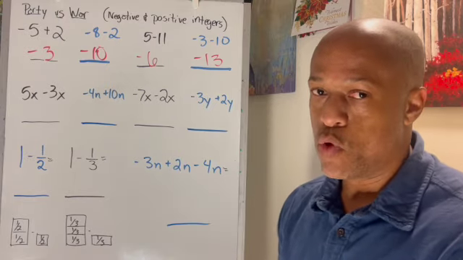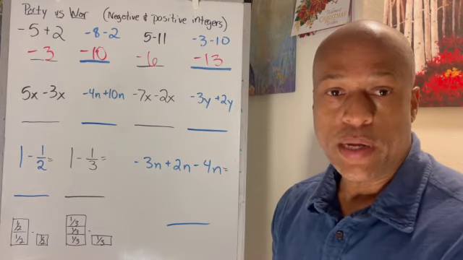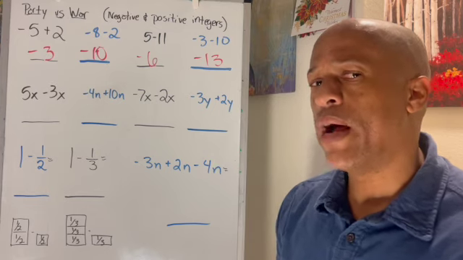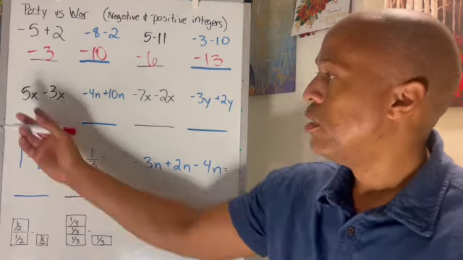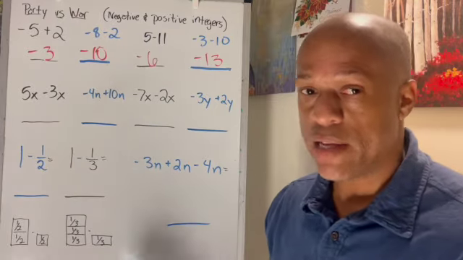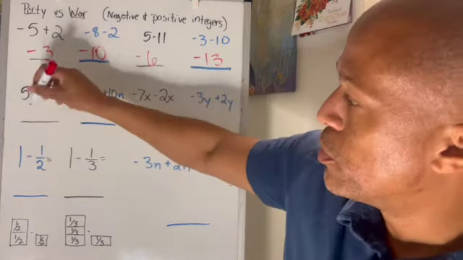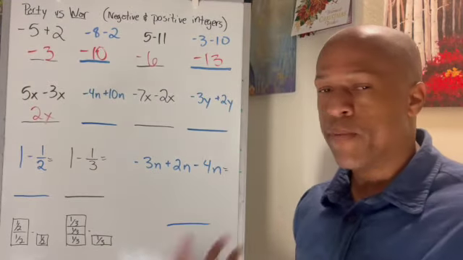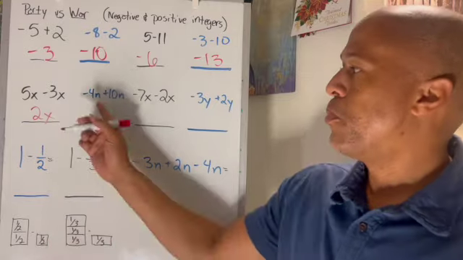Is that a party or a war? Correct, that's a war. Who wins the war? Positives or negatives? In this case, who wins that war? Positives win by how much? 2. Correct. So I'll just say 2x for my answer. Okay, take a look at the next one.